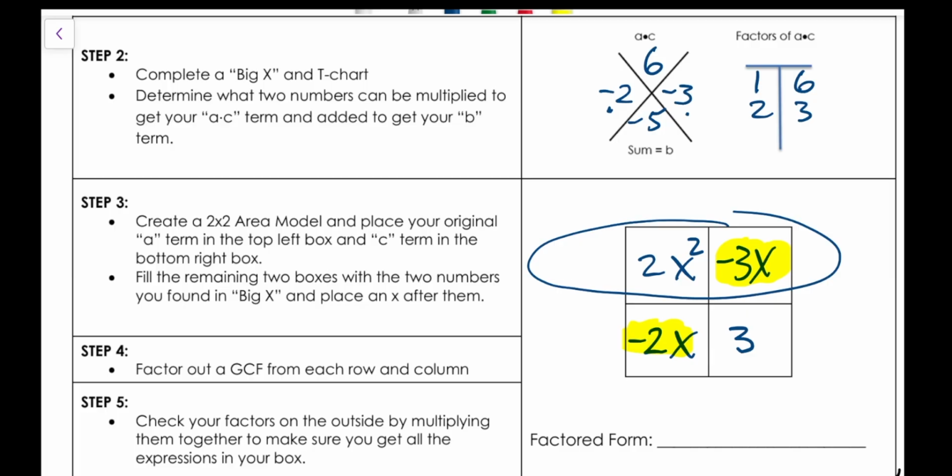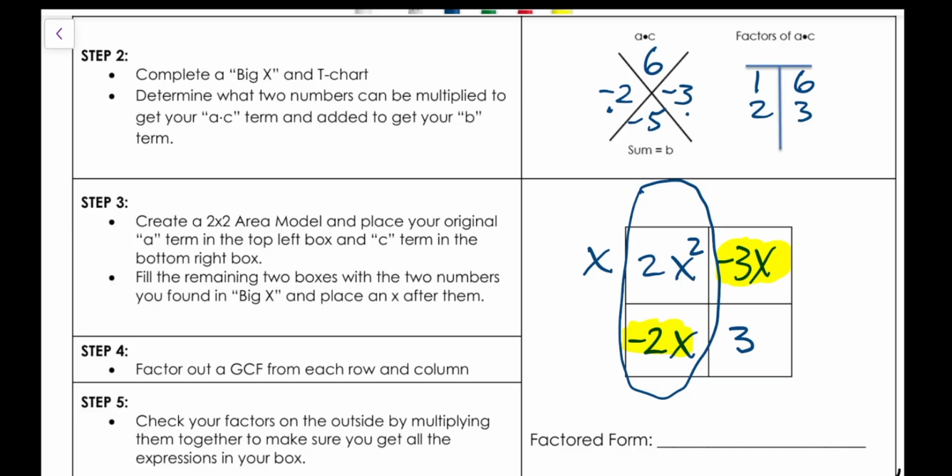The greatest common factor of x squared and x is just x. So far, so good. Now look at the first column. What is in common there? What is the GCF? 2 and 2, so we have a 2, and x squared and x, so we have an x. Now, once you get those two, the rest of the box is going to fall just like dominoes.